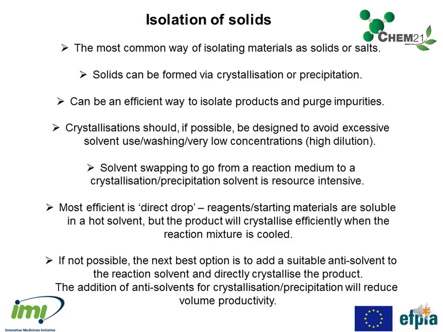Solvent swapping to go from a reaction medium to a crystallization precipitation solvent is resource intensive. The most efficient way of doing this is the so-called direct drop, where reagents and starting materials are soluble in a hot solvent, but the product will crystallize efficiently when the reaction mixture is cooled. Now, it's not always possible to do that, of course. Maybe the next best option is to add an anti-solvent direct to the reaction mixture to crystallize the product out. The addition of anti-solvents, of course, for crystallizing and precipitation will always reduce volume productivity, and that's got to be borne in mind.